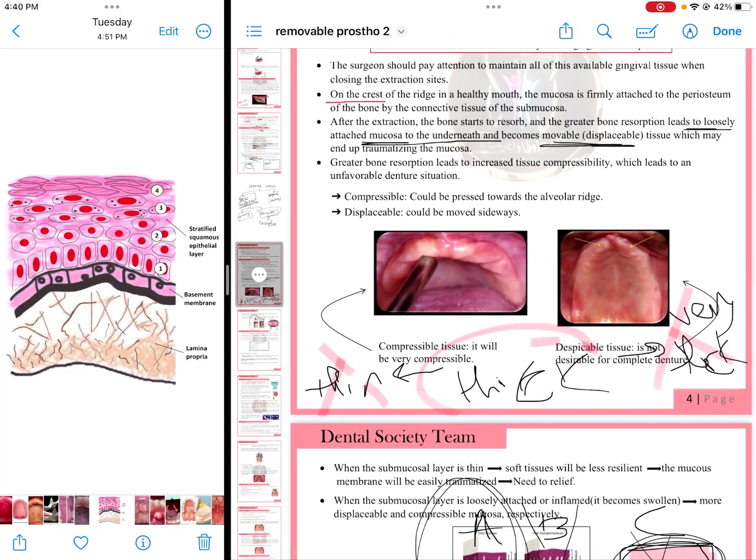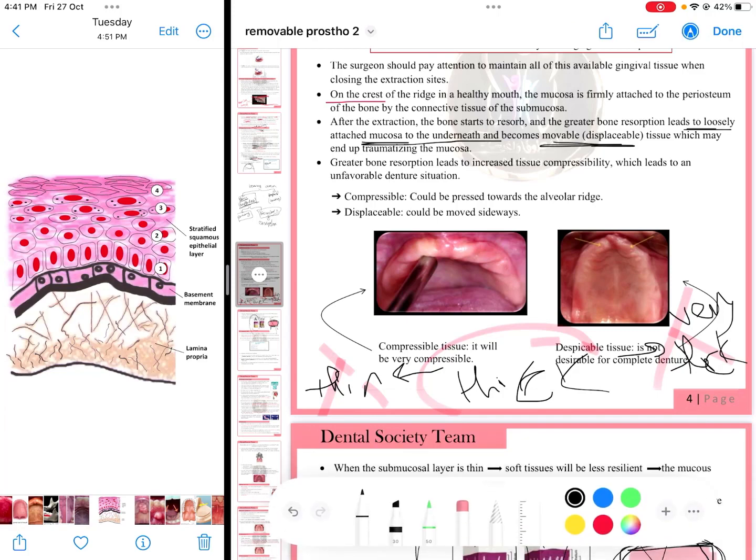We will take in fourth year next year that if the mucosa were very thick and displaceable, what are you going to do? There is a specific method that we use. Now, the greater the bone resorption, the more it will increase the tissue compressibility and displaceability. So the denture will be unfavorable or not desirable.